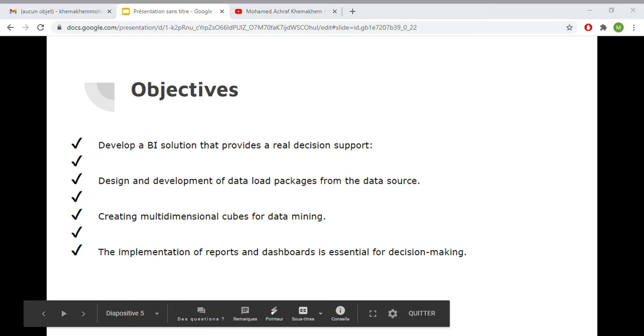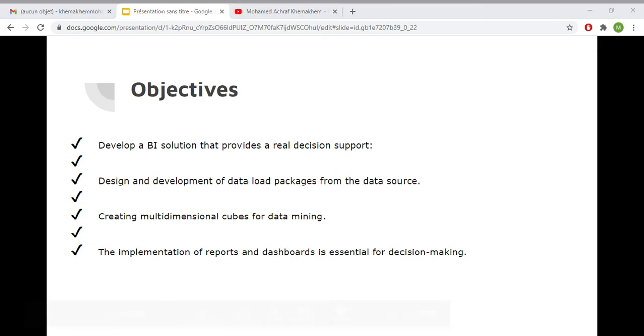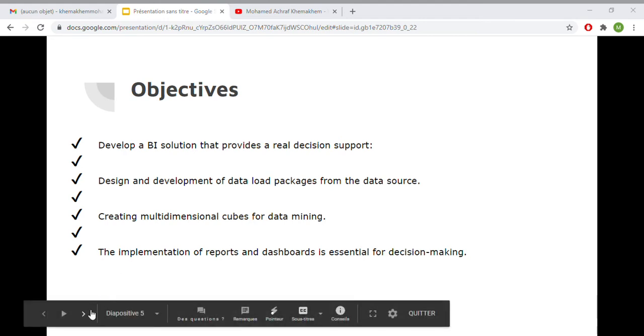So what are the objectives of business intelligence? Developing a BI solution provides real decision support. The design and development of data load packages from the data source, creating multi-dimensional cubes for data mining, and the implementation of reports and dashboards is essential for decision making.